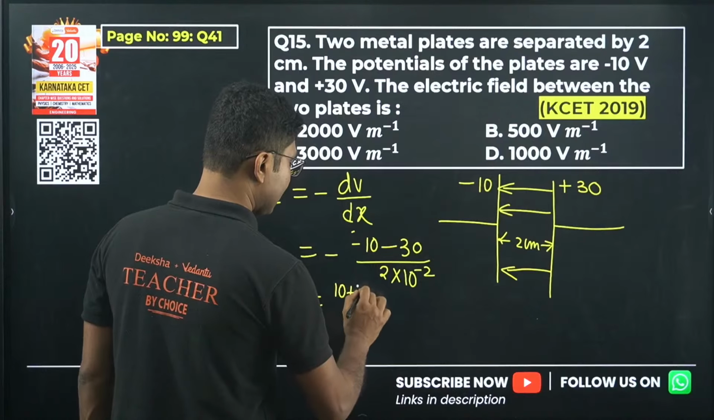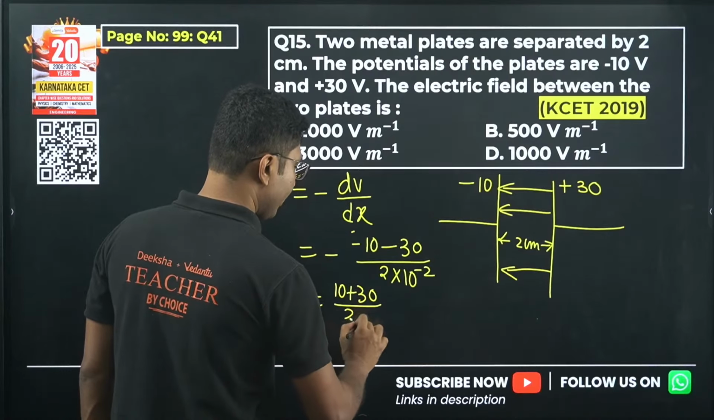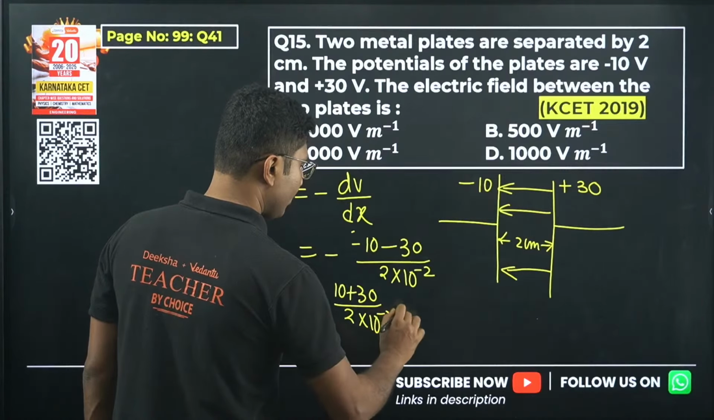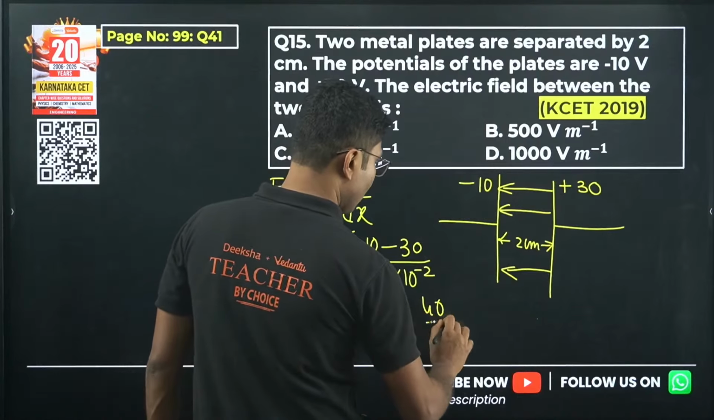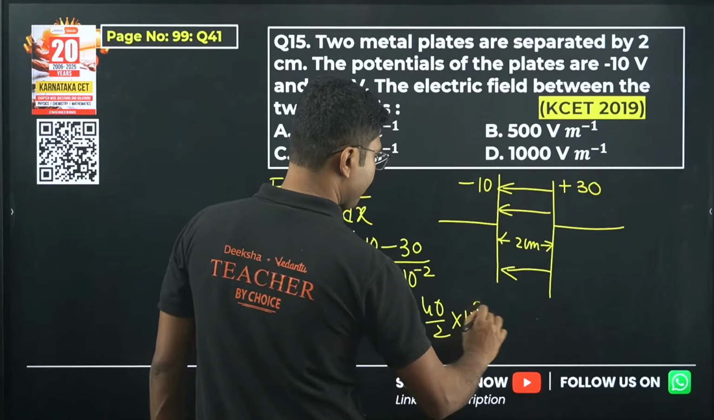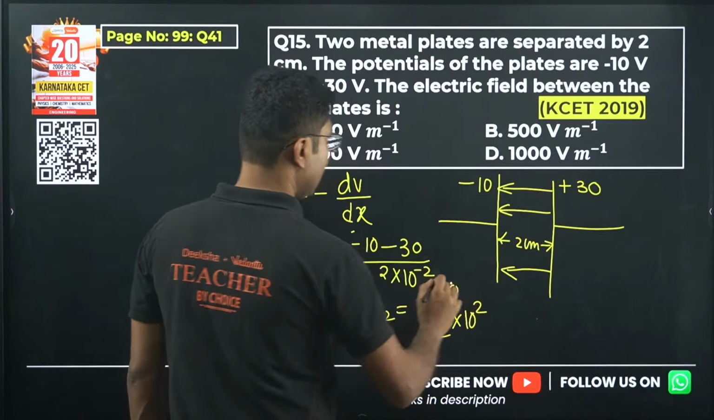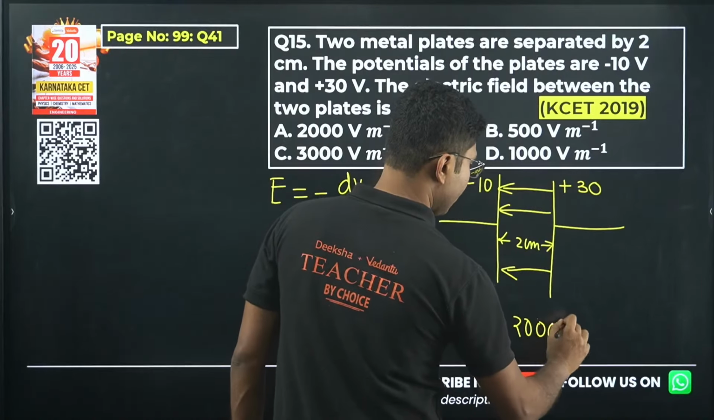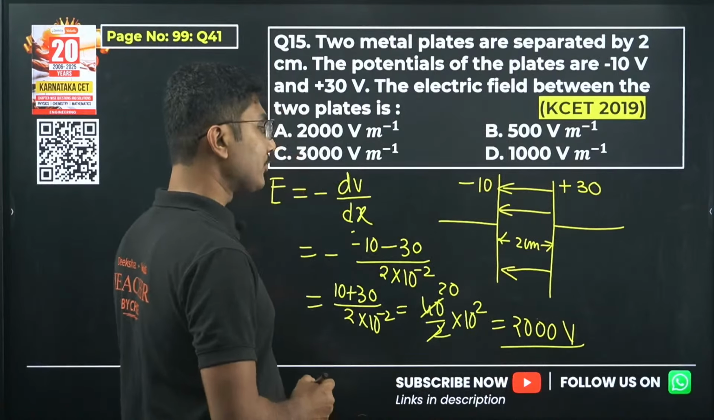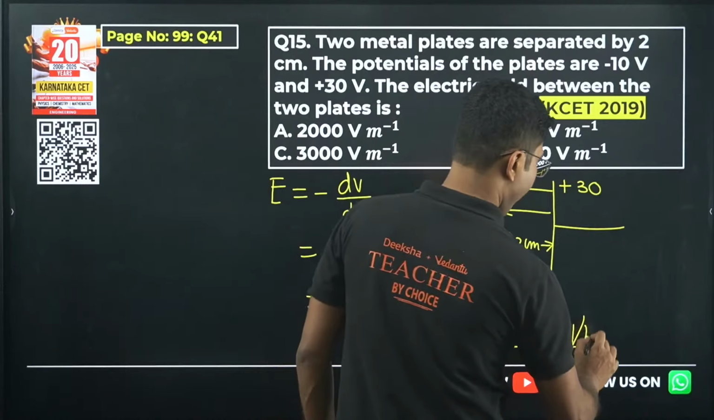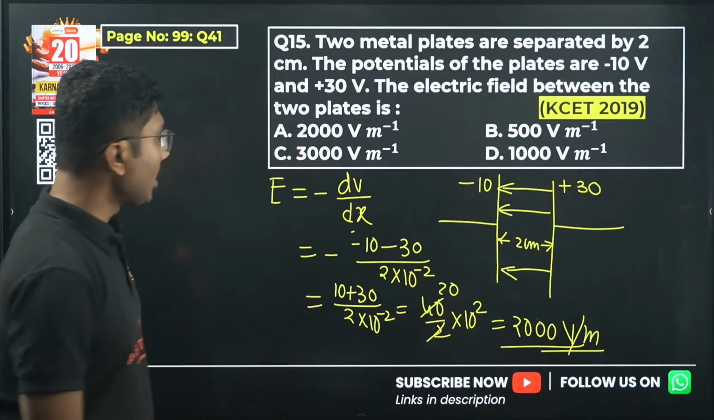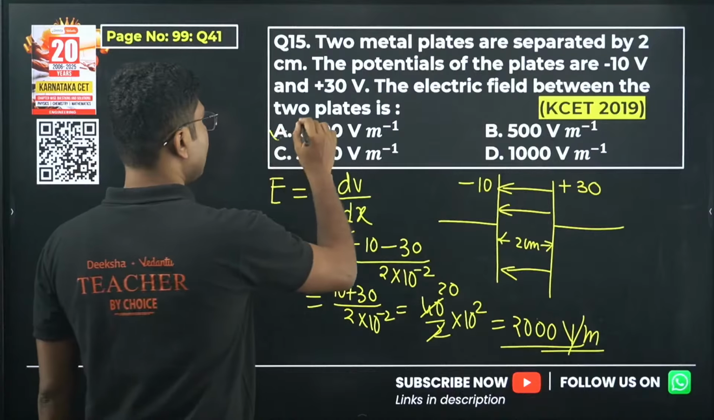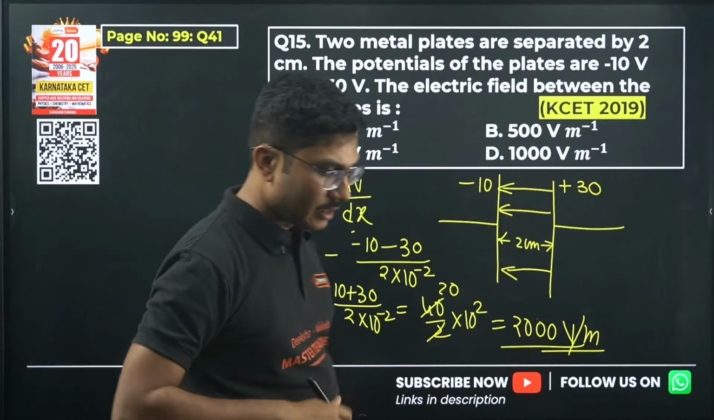So you get 10 plus 30 divided by 2 into 10 to the power of minus 2. So 40 by 2 into 10 square. So you get 20. So you get 20 into 100, that is 2000 volts. 2000 volt per meter. Okay, so 2000 volt per meter is the answer. So correct answer is option A.